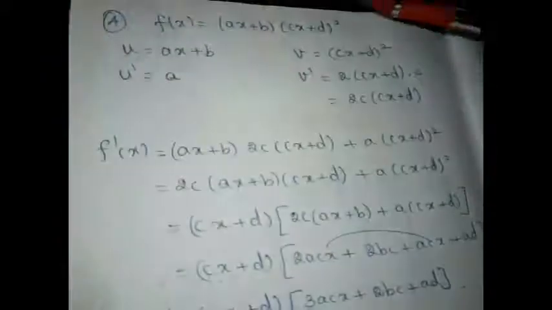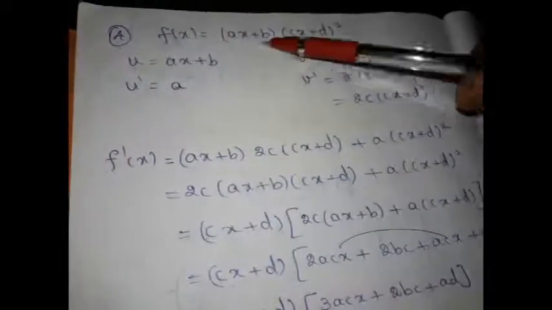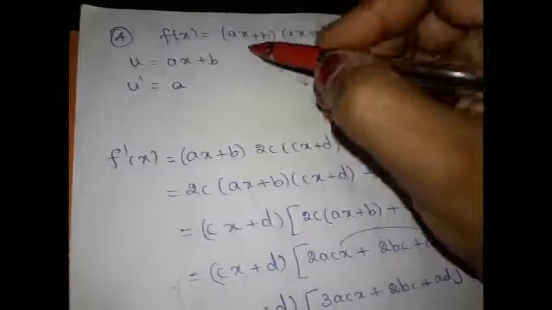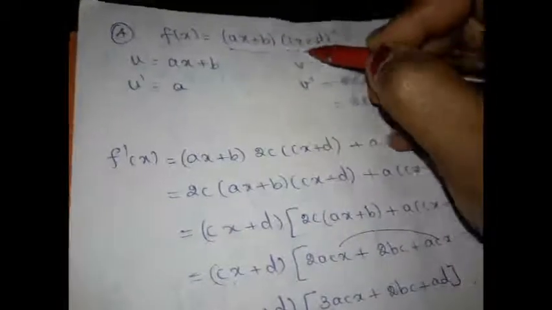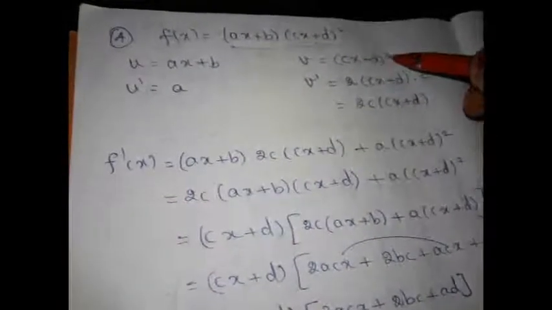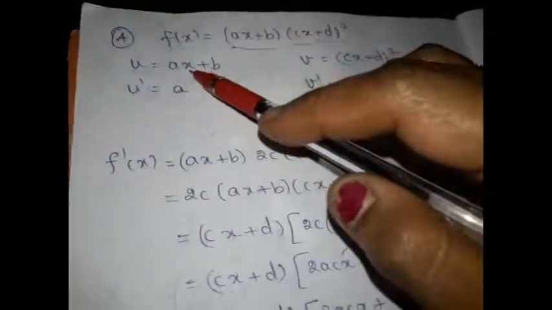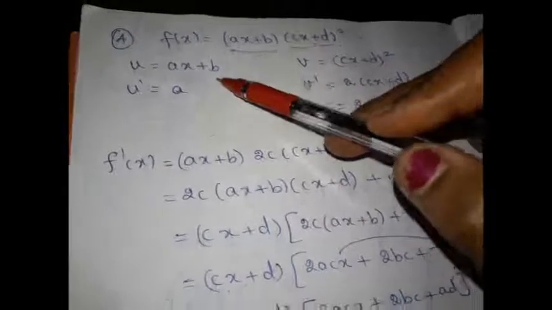Now let's see how to solve this problem. The same way, the uv rule, ax plus b into cx plus d the whole square. So I have taken u as ax plus b, v as cx plus d the whole square. So u dash is going to be a. If we differentiate x, it is going to be 1, right? Differentiation of b is 0. So u dash is going to be a.